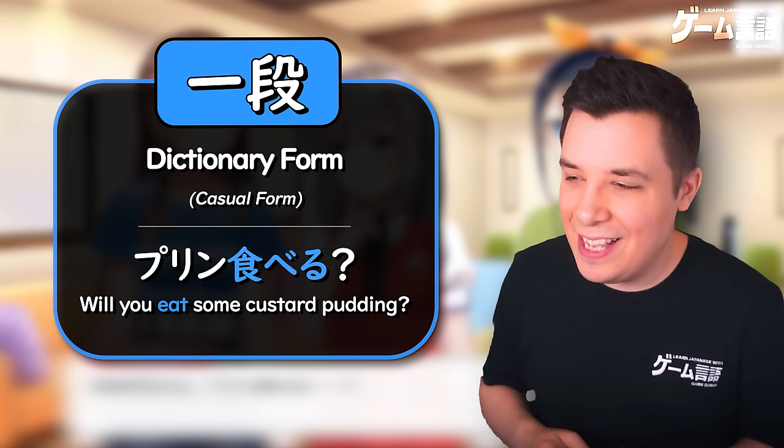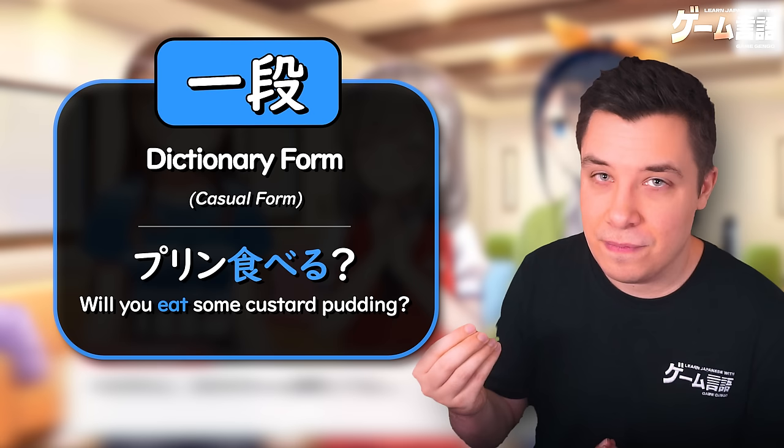And this is the dictionary form, also known as the casual form in Japanese, and this is because it's used in casual speech. So you'll see this form all over the place in things like video games, anime, manga, but also used in real life, especially when you're talking with friends and family.